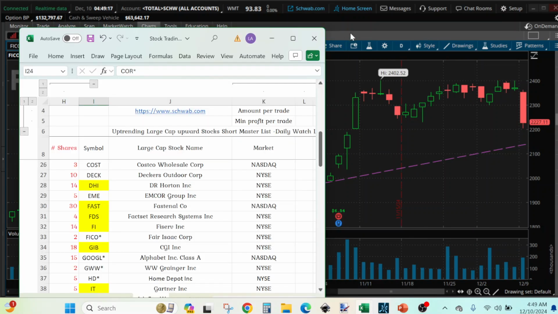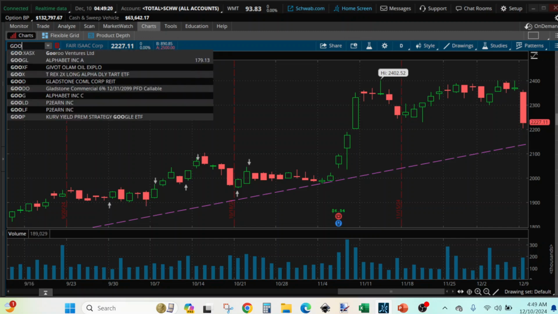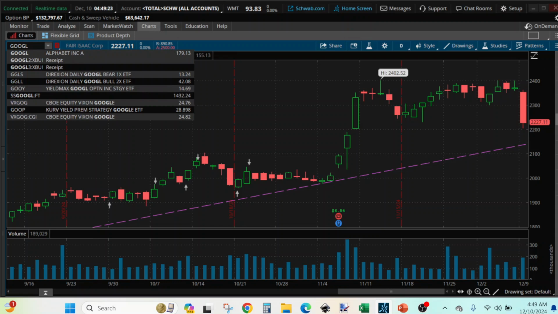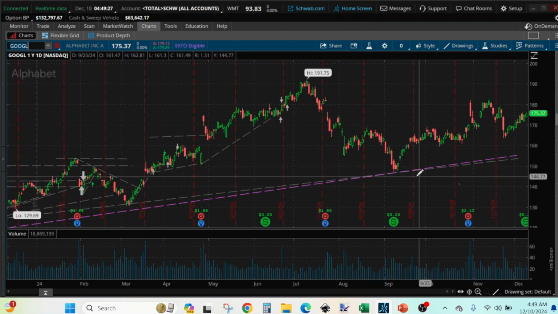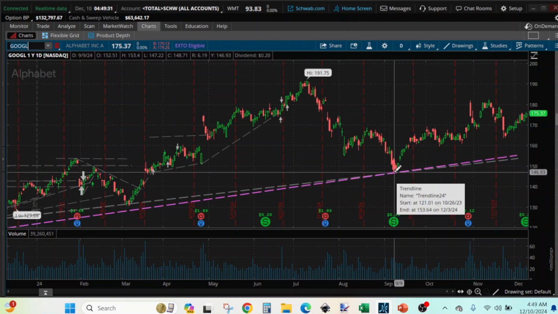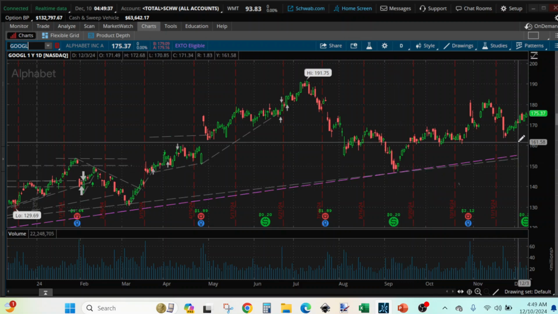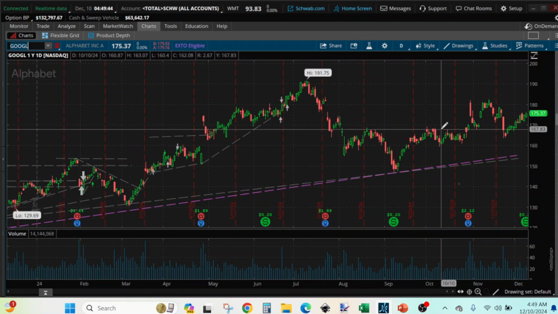Google. So Google started going up after touching the line, and we like to just wait on it, because at some point it's going to come back to it. Probably around March or so, we will see.